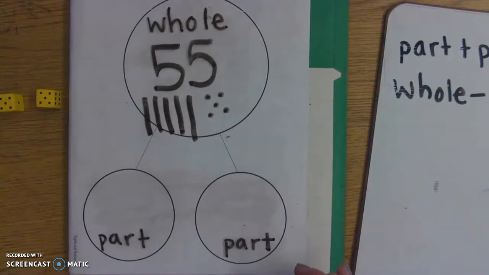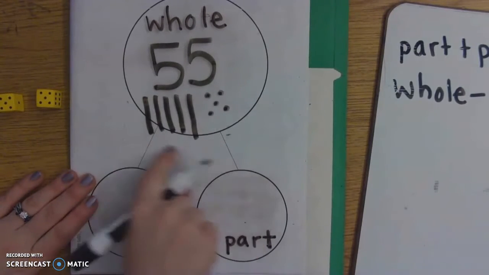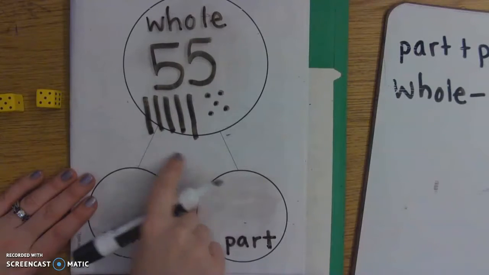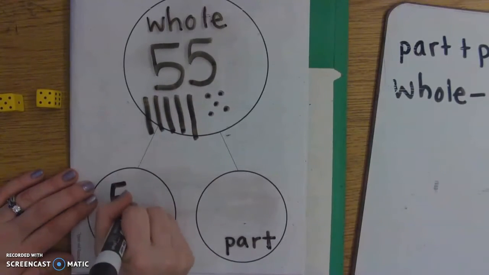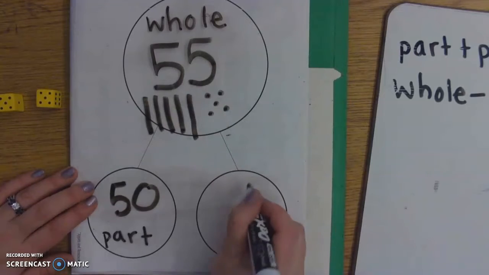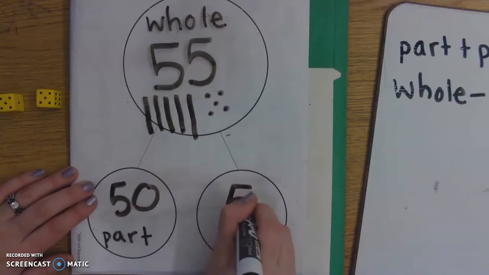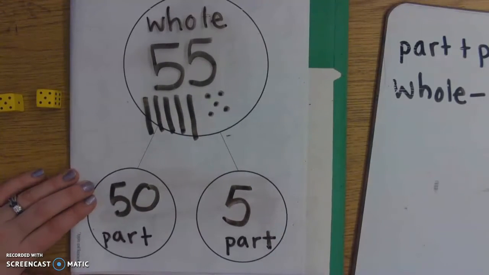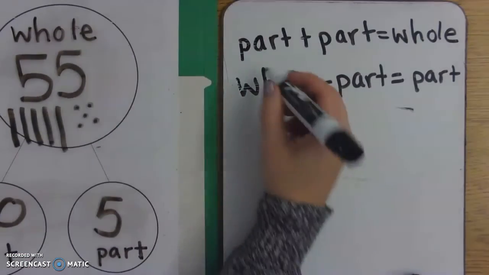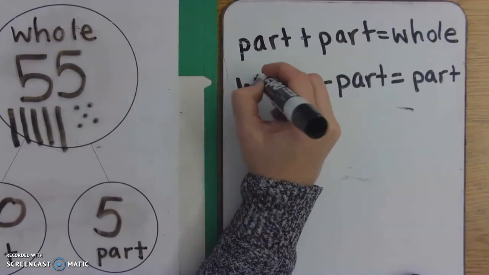Ready? Let's separate our tens and ones now. We just counted our tens, and we know that this 5 isn't really a 5. We just said it was 50. 50 plus 5 ones. Awesome. Ready? Let's write one addition sentence and one subtraction sentence, even though we could write more.